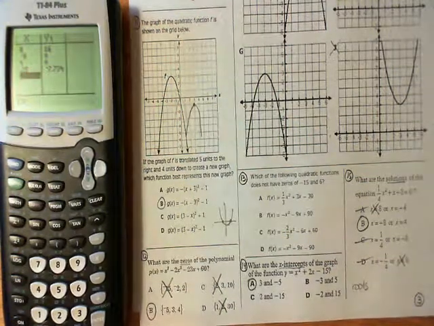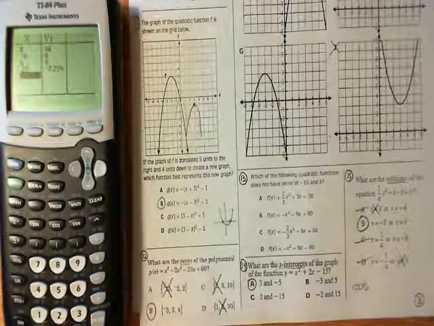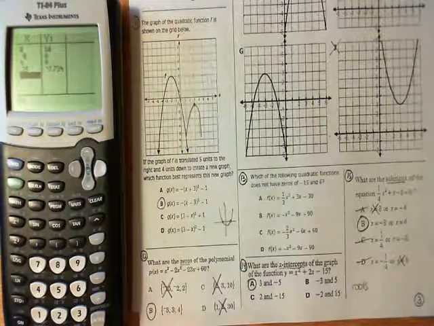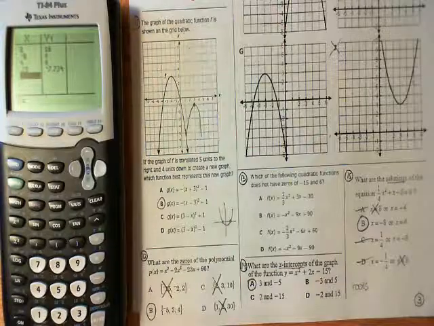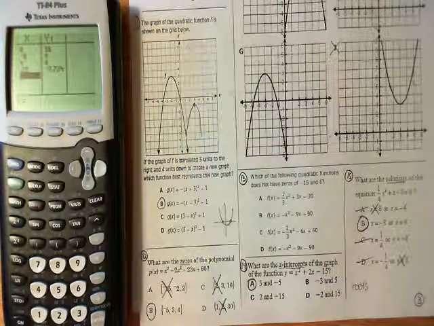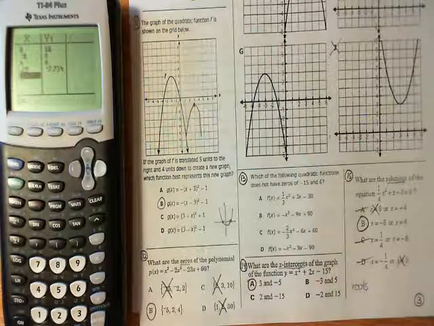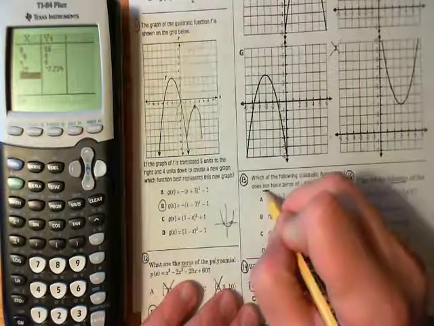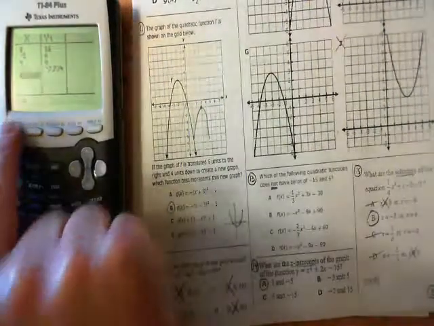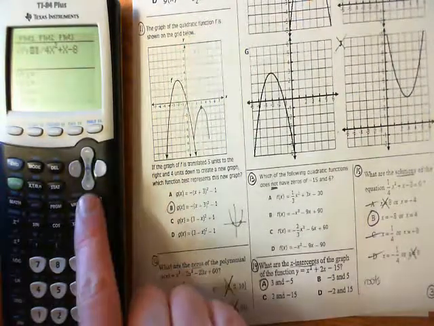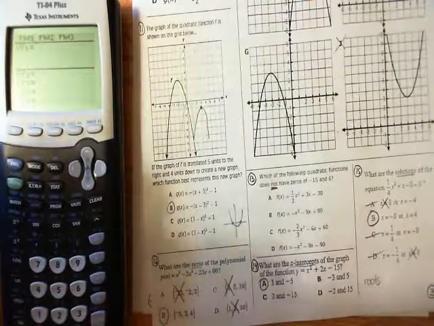I skipped 13 for a reason because you gotta watch out. Let's read the question. Which of the following quadratic functions does not have zeros at negative 15, 6? So basically here the keyword is not have zeros. So now I don't want zeros. So let's press Y. Let's clear it. Let's go ahead and enter those equations.